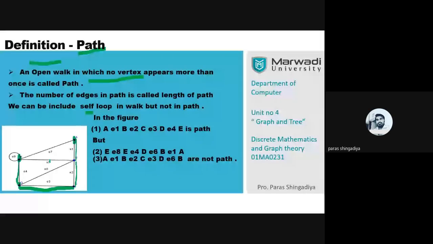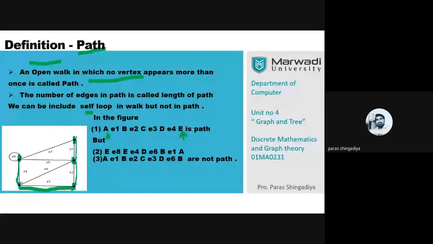I consider a finite alternating sequence of vertices and edges, and as you can check, no vertex is repeated. First you have to check that it should be an open walk. Open walk means the first vertex and last vertex are not the same. Clear? A closed walk means the starting and ending place are the same. If starting and ending are not the same, then it is called an open walk. So here we start with A and the journey ends with E. Clear? So that is known as an open walk.